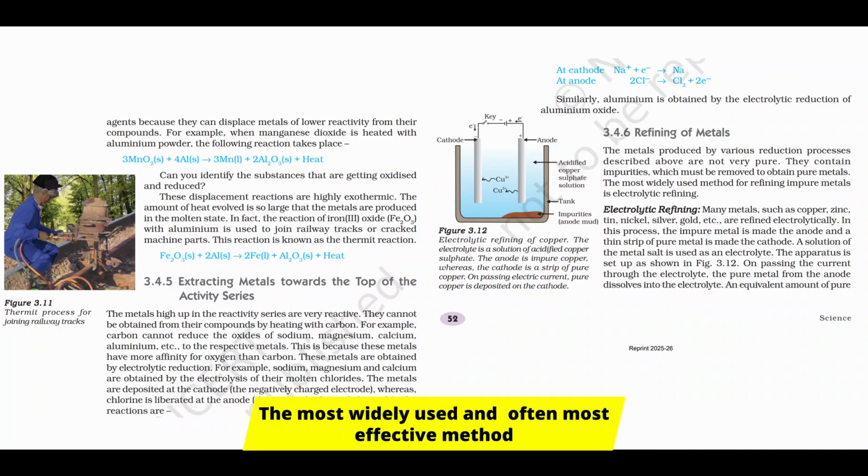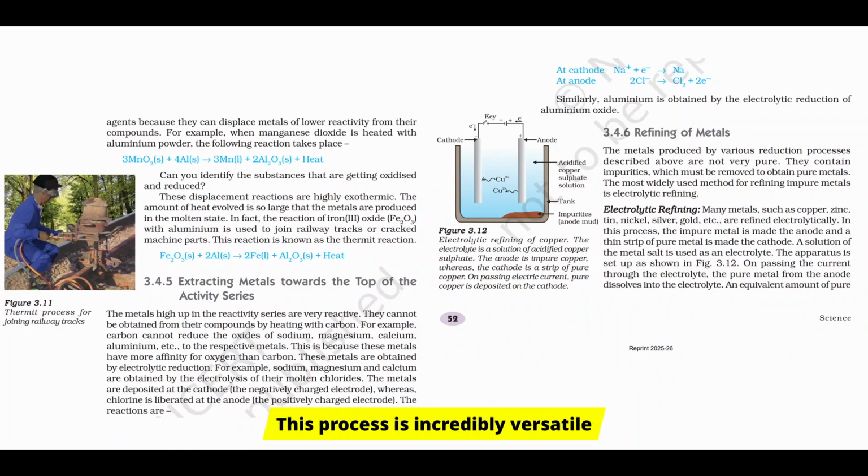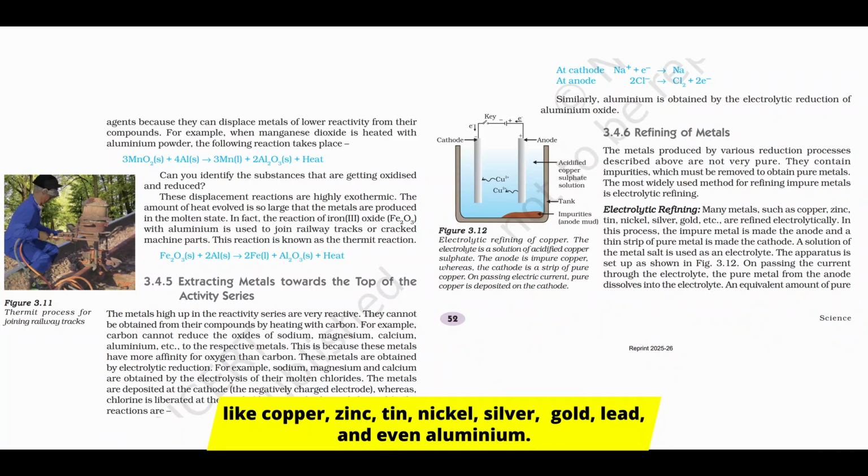The most widely used and often most effective method for refining many impure metals is electrolytic refining. This process is incredibly versatile and is commonly used for refining metals like copper, zinc, tin, nickel, silver, gold, lead, and even aluminium. It's a key concept for your board exams and competitive tests. Let's understand the process using copper refining as the classic, most commonly depicted example.